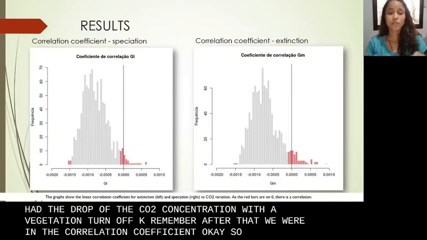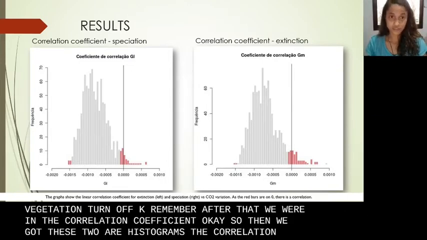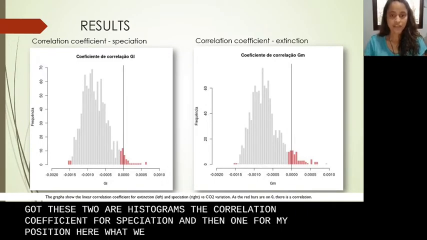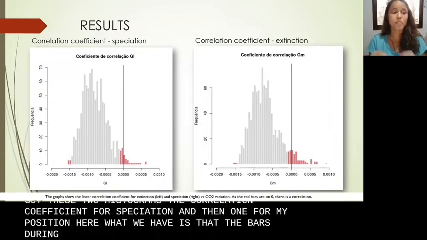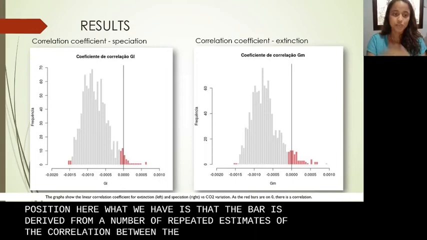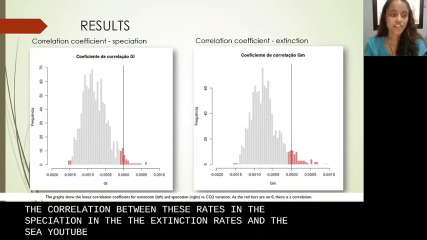Remember, after that we ran the correlation coefficient. So then we got these two histograms, the correlation coefficient for speciation and the one for extinction. Here what we have is that the bars derive from a number of repeated estimates of the correlation between these rates, the speciation and the extinction rates, and the CO2 variation through time.